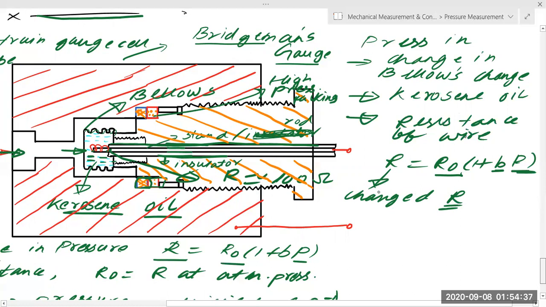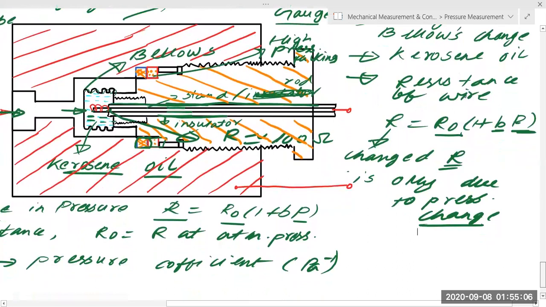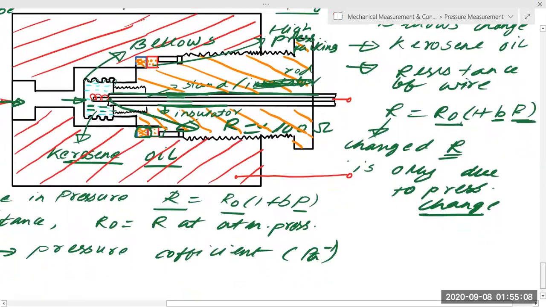So whenever the resistance of the wire is changing, that is only due to change in pressure. Correct. Changed resistance is only due to pressure change. This is very important. Changed resistance is only due to pressure change. Simple.